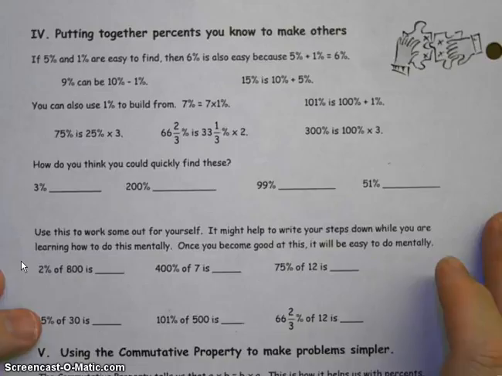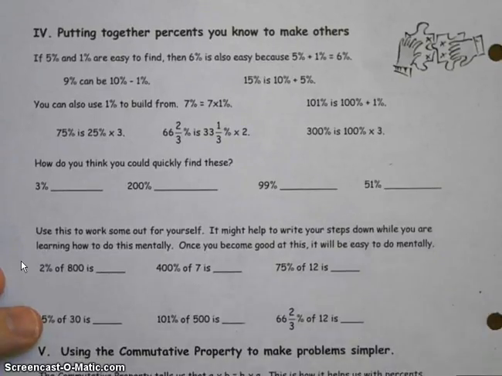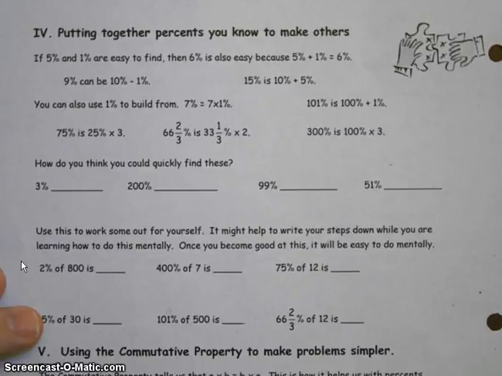Similar to what we did with the benchmark percents, you can put other percents together to find what you're looking at, either adding or subtracting. For example, if you need 6%, 5% and 1% is 6. You can do 9 as 10 minus 1. You can also think of it as 5 plus 4 ones. You can multiply. If you need 7%, 1 times 7. Well, I said we can do that with 10% and 1%.